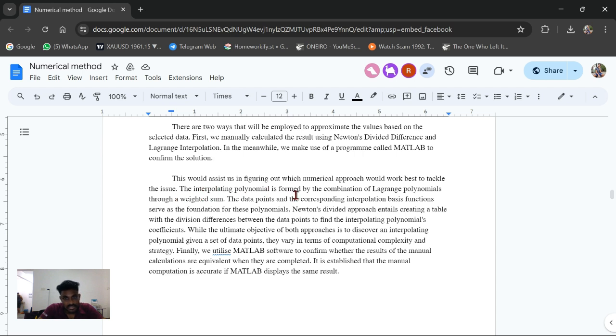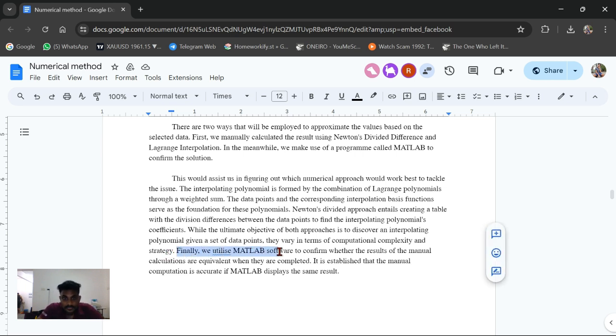The interpolating polynomial is formed by a combination of Lagrange polynomials through a weighted sum, as I said before. The data points of the corresponding interpolation basis function serve as the foundation for these polynomials. Newton's divided difference approach entails creating a table with the divided differences between the data points to find the interpolating polynomial coefficients. While the ultimate objective of both approaches is to discover an interpolating polynomial, given a set of data points, they vary in terms of computational complexity and strategy.